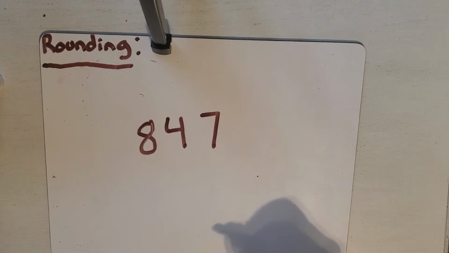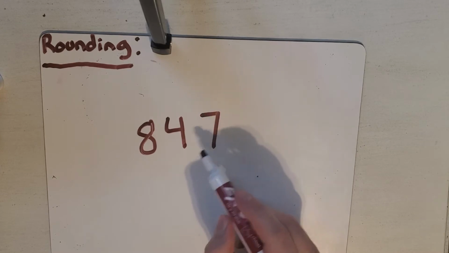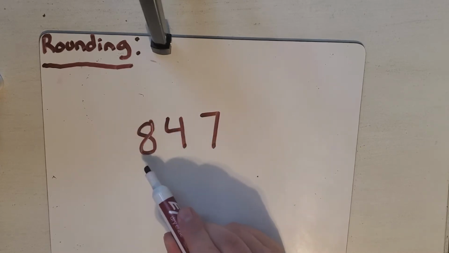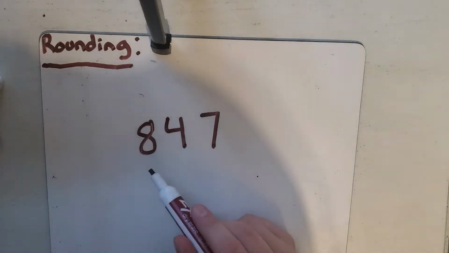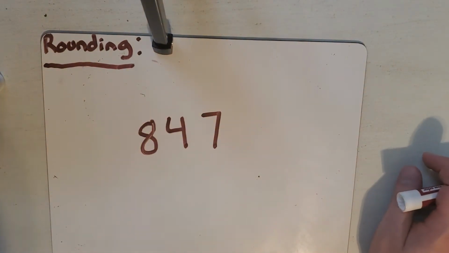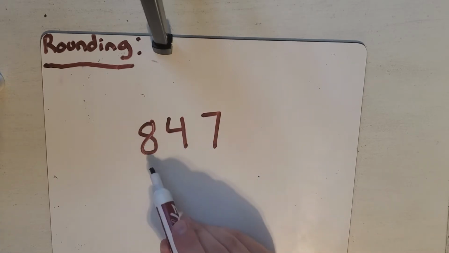If I'm rounding to the nearest hundred, I've got to know my place values. This is my ones place, and that 7 means it's a 7. This is my tens place, that 4 means it's a 40. This is my hundreds place, that 8 means it is an 800. So if I'm rounding 847 to the nearest hundred, I'm looking at my ones, tens, hundreds.